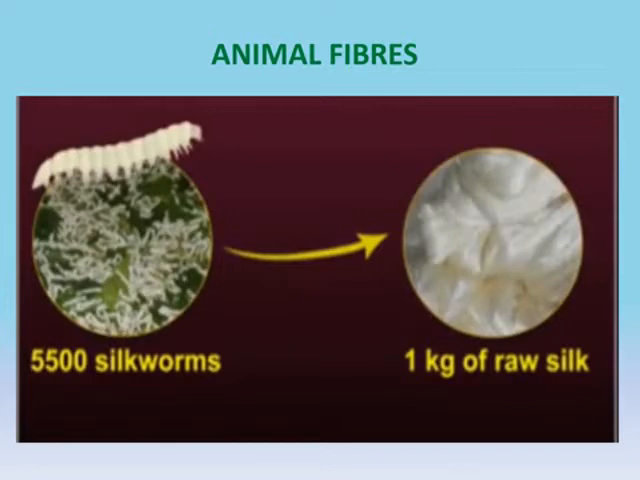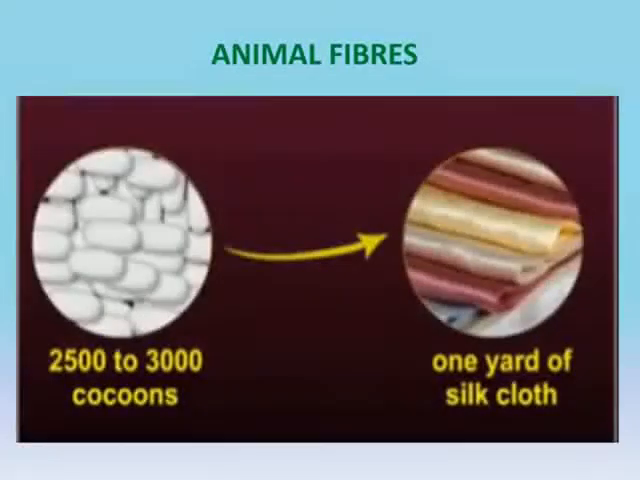The amount of usable silk in each cocoon is quite small, and about 5,500 silkworms are required to produce about 1 kg of raw silk. That is, 2,500 to 3,000 cocoons are needed to make 1 yard of silk cloth.